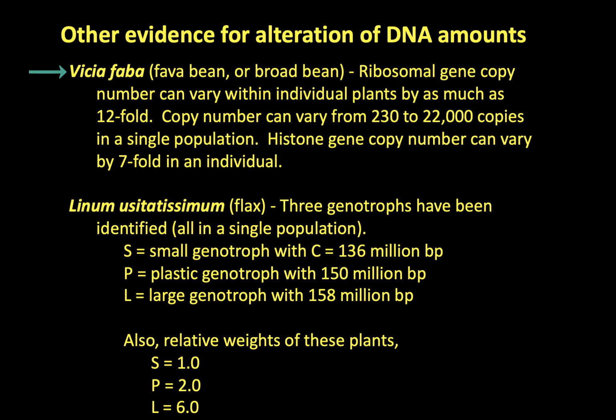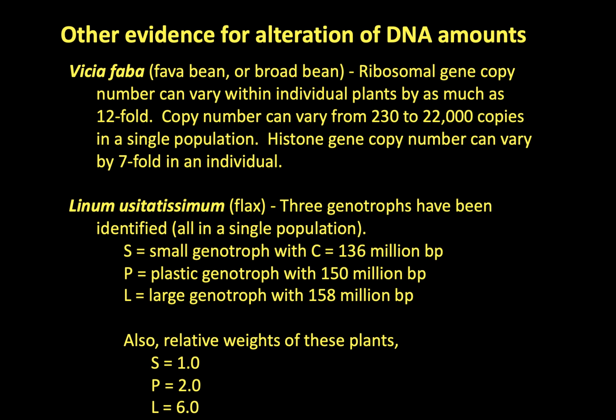So in Vicia faba, anyway, you can have as much as a 12-fold change in the number of ribosomal genes within an individual plant, and up to a 95-fold change within a single population. We also looked at histone genes, and you can get up to a 7-fold change in the number of histone gene copies. And so a lot of DNA is being moved around from chromosome to chromosome in these cases.